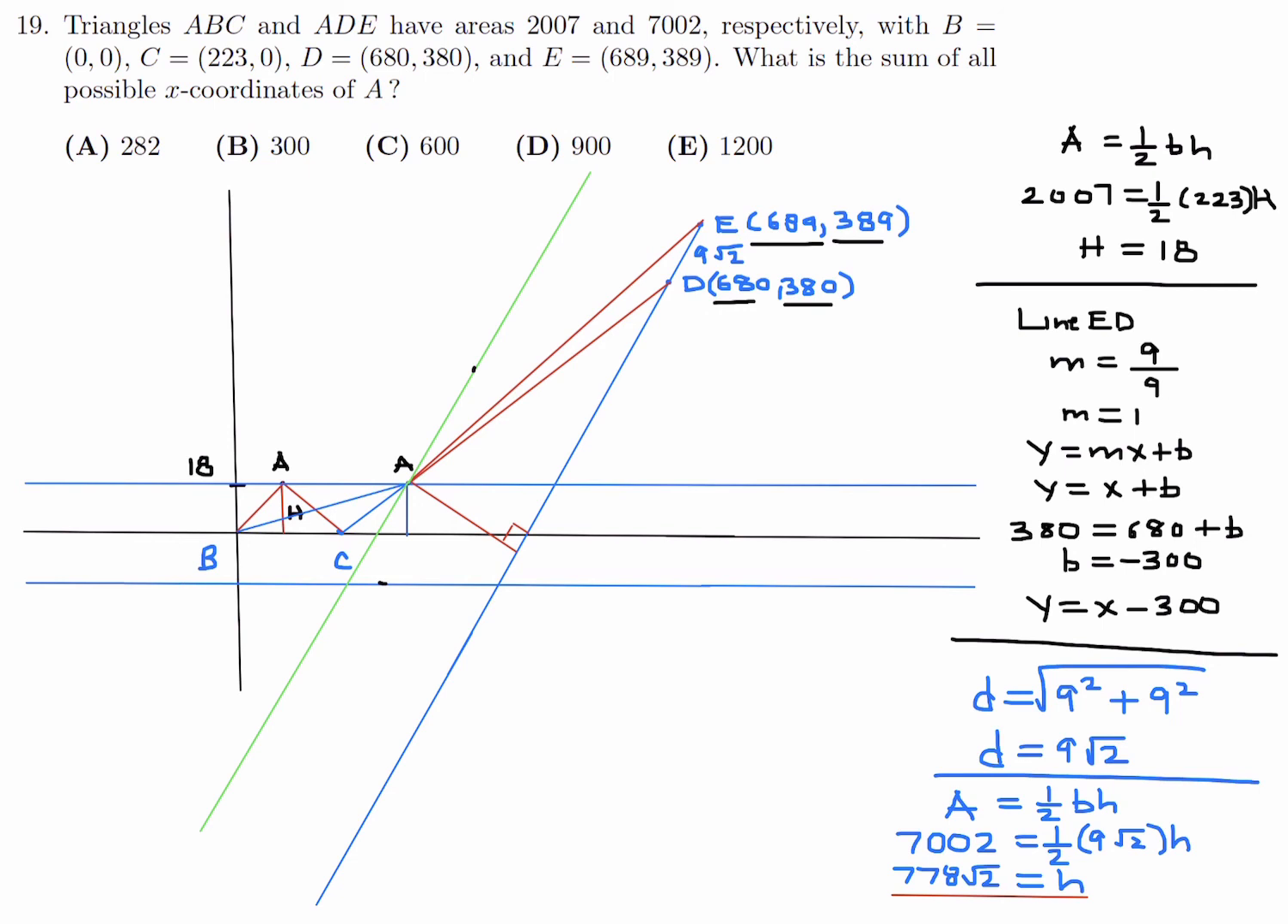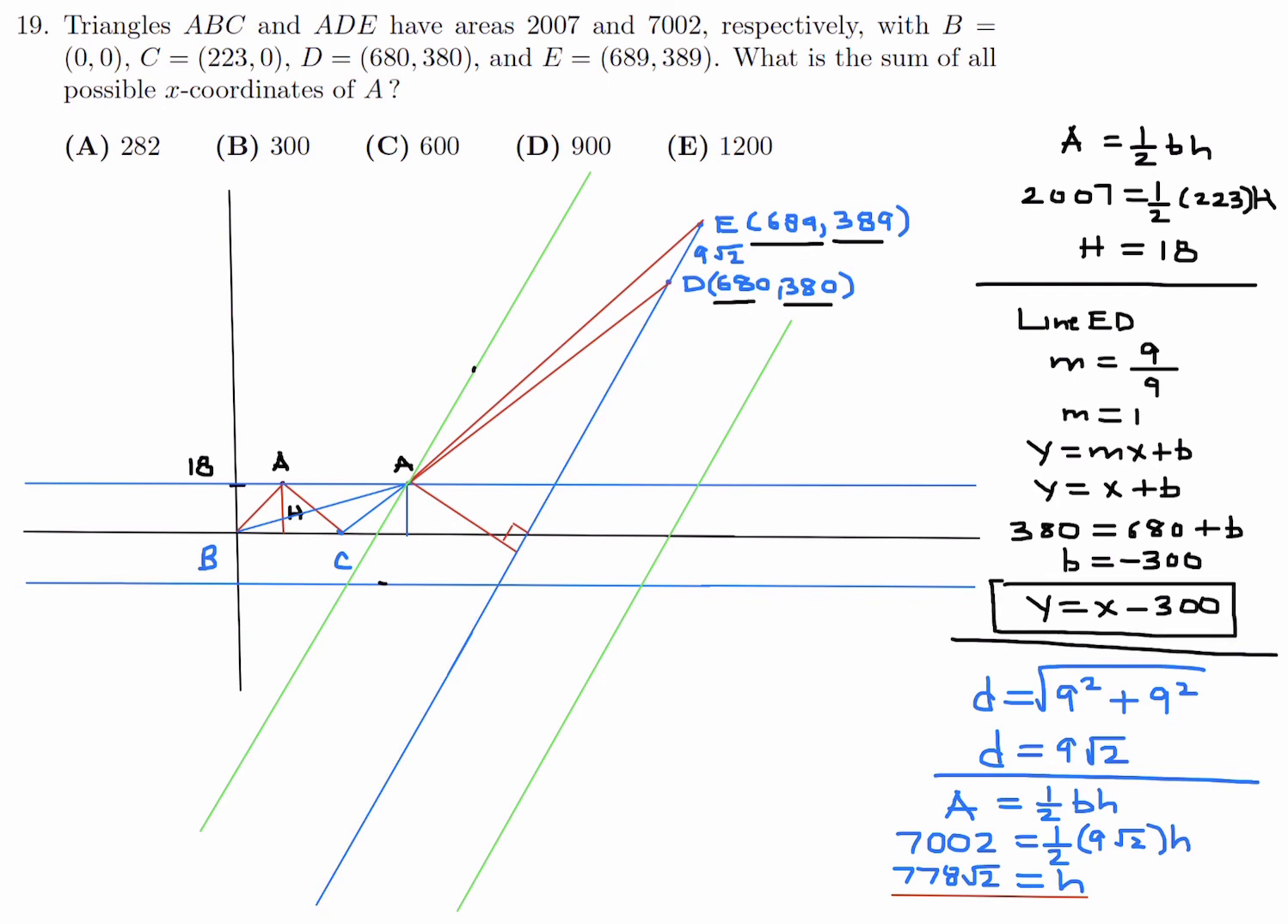Just like how in the first triangle ABC, the parallel lines can be on either side, these parallel lines can be on either side of ED. So there we go. That's the other part of the graph where A can be. So now what? Where do I go from here? Now we know the equation of this line right here that represents the extension of ED. That equation is right here.